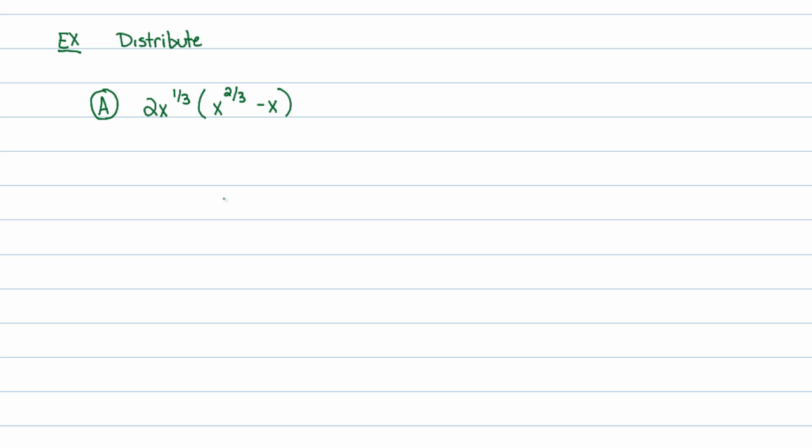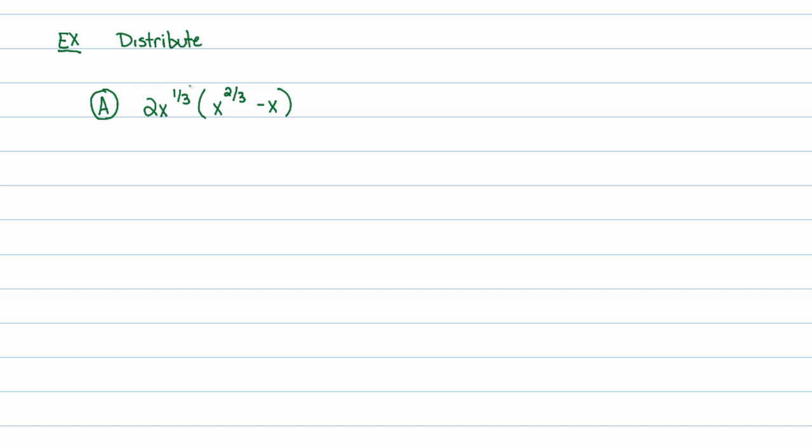The first example we're going to start with is dealing with distribution. We have 2 times x to the 1/3, and we're multiplying it into this algebraic expression, x to the 2/3 minus x. Something you should realize here is that it depends on what algebra course you're in. Some authors talk about this, some do not. But I think any algebra textbook worth its weight should talk about this topic.